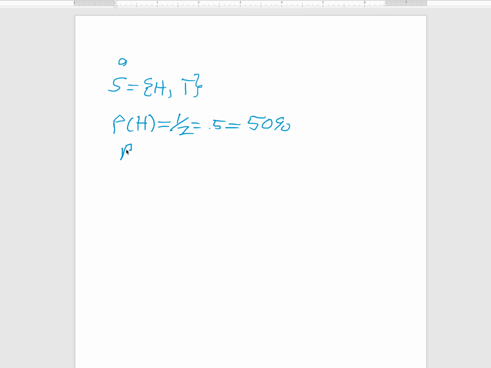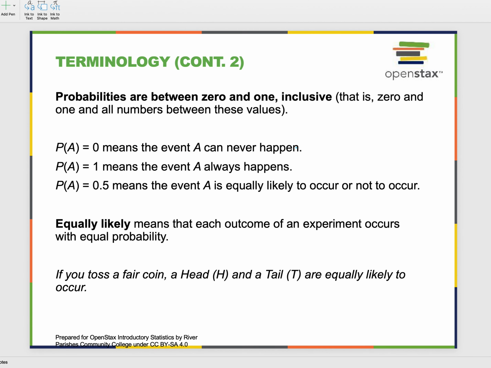The probability of getting a tail is also 1/2, 0.5, or 50%. Which way do you want to draw it? It really depends on what you're trying to do. For the homework, I would think if you're doing it in Excel, decimals or percentages. If you're handwriting it out, I can deal with fractions. Make sure you put fractions in the lowest terms.